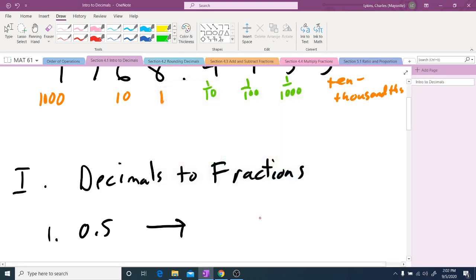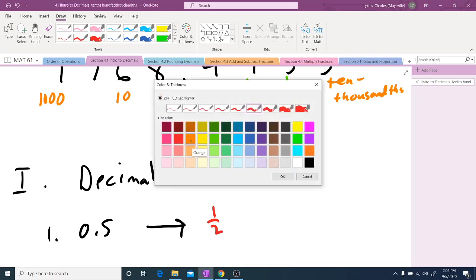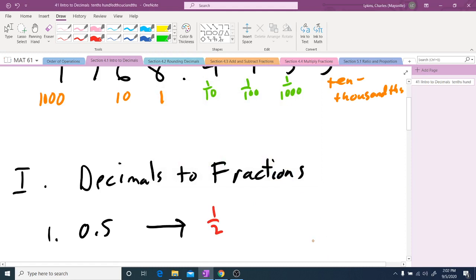So, 0.5. We want to convert this to a fraction. Well, first of all, everybody knows 0.5 is 1/2. But how do we get that? Well, for starters, think about this for a second. The 5 is in the 10th spot. So you put the 5 over the 10. What does that reduce to? 1/2.